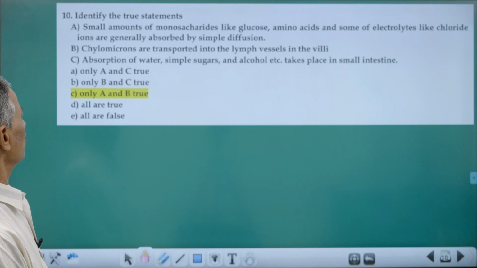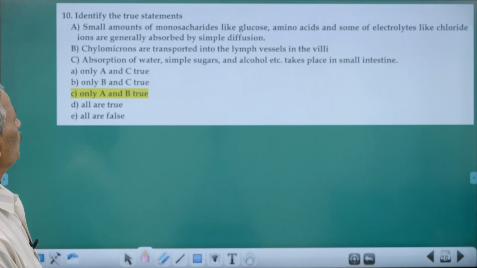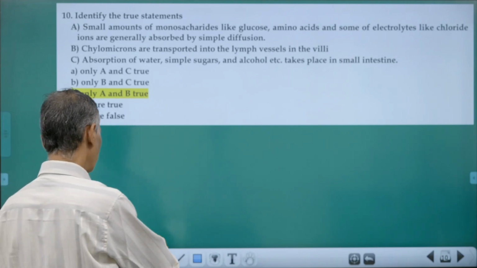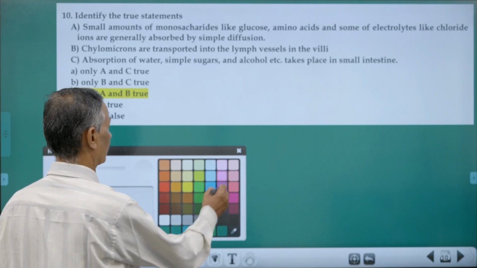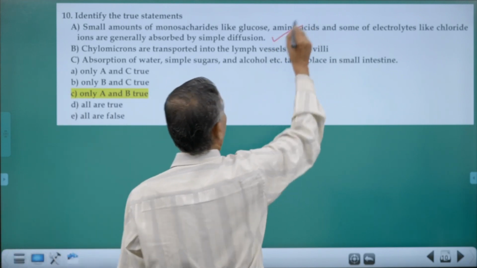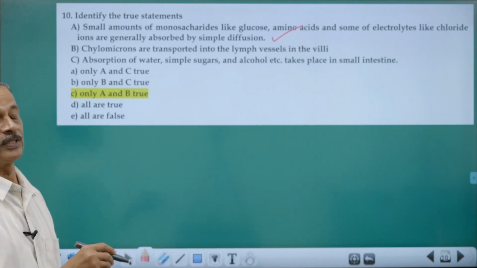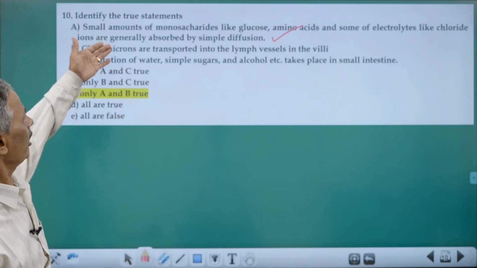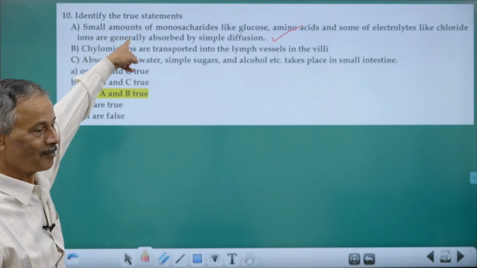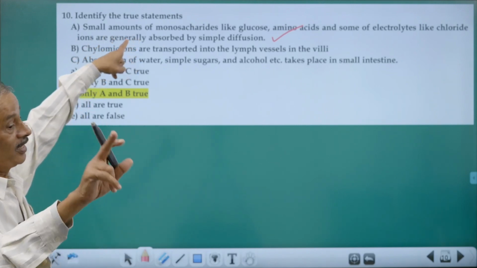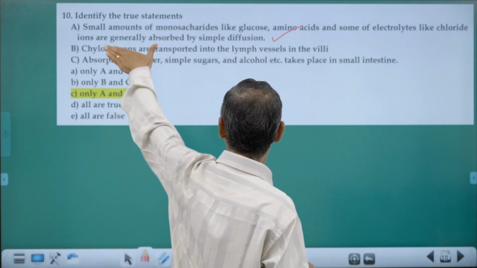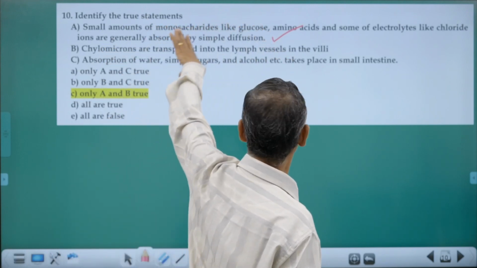And for the true statement, small amounts of monosaccharides like glucose, amino acids and some electrolytes like chloride ions are generally absorbed by simple diffusion. Absorption takes place by different mechanisms, and this is one of the simple mechanisms. Without energy, by diffusion, they are all absorbed. Small amounts, that is why it is given small amount, not complete. Complete absorption takes place by active absorption with the help of energy. Here it is small amounts like glucose, amino acids, etc. that are absorbed.